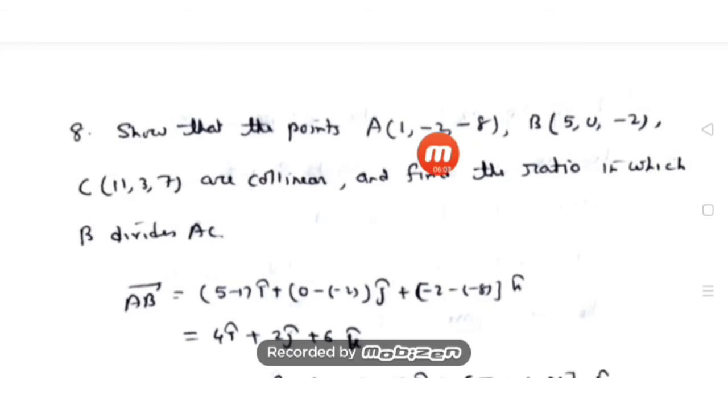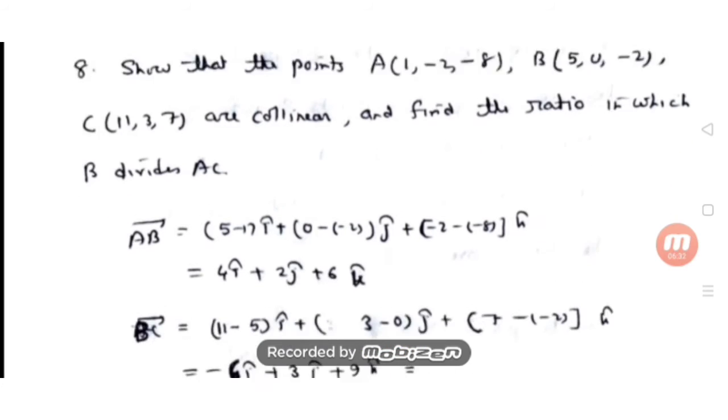For that purpose, what I have done, A, B, C are the points. So I'll just get the value of the AB vector. AB vector is position vector of B minus position vector of A, which is 5 minus 1 i cap, then 0 minus minus 2 j cap, then minus 2 minus minus 8 k cap, right? And doing the calculation, 5 minus 1 is 4, then 0 minus minus 2 is 2 j cap, and minus 2 plus 8 is 6 k cap. So this is AB bar.